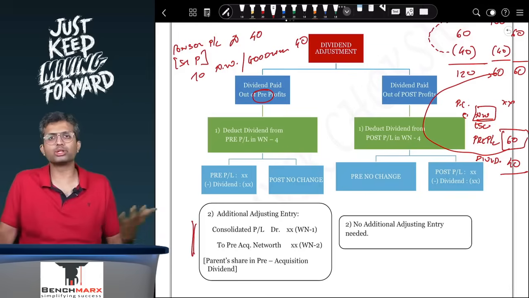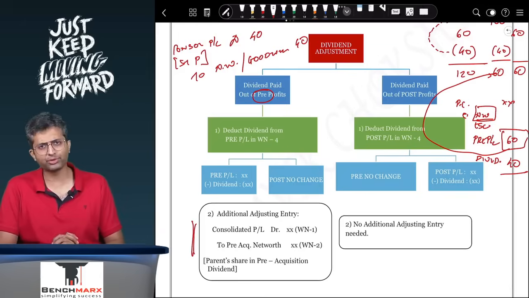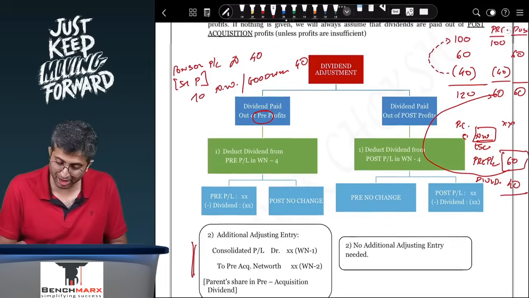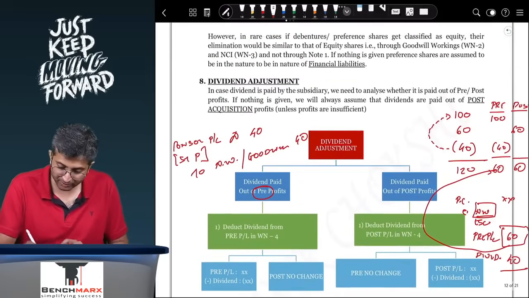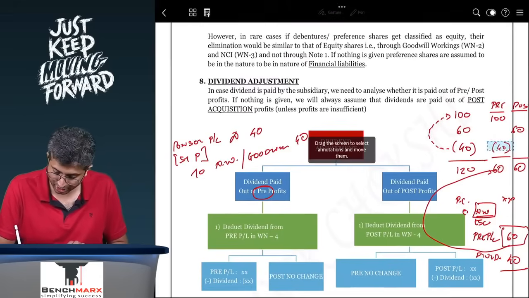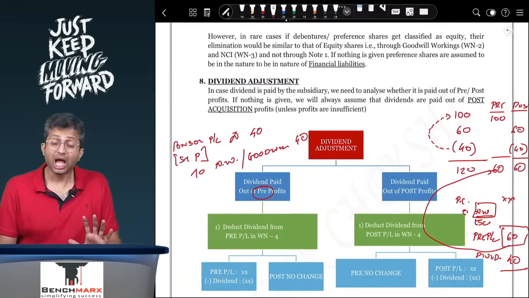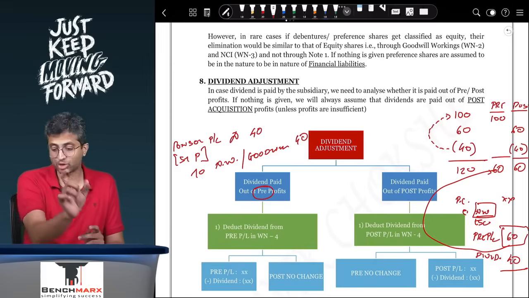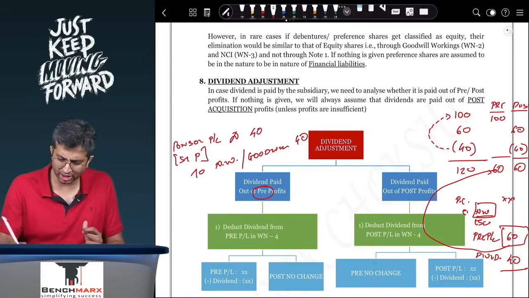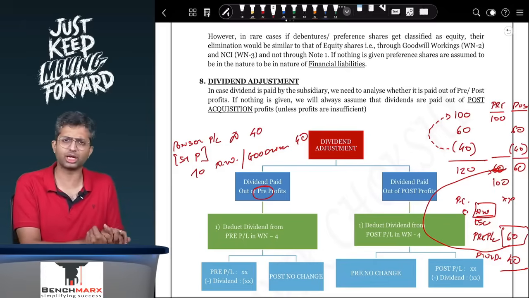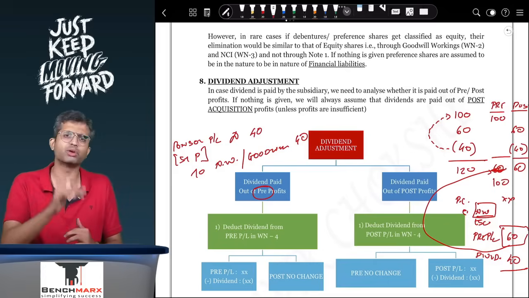So then we should also do it in the post profits? Well, you can if you want to, but it automatically self corrects, because if this dividend was paid out of the post profits, then if this 40 is shifted on the other side, then 60 minus 40 equals 20. Your goodwill remains correct because you have taken 100 only in the goodwill working. Now there is no 100 minus 40. 100 was the net worth as on the date of acquisition. We have correctly taken 100, so the goodwill working is not wrong.